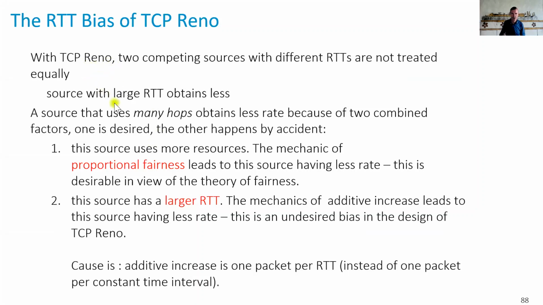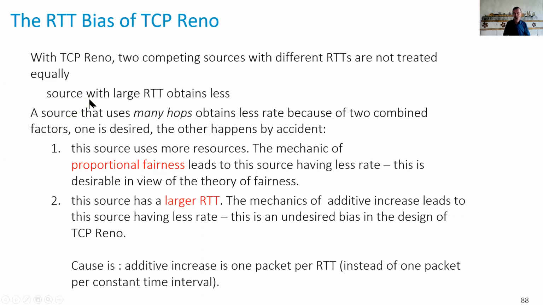So let's see what the reality is. Two sources that have different RTTs are not treated equally. The source with the larger RTT obtains less, right? Now, there are two aspects to that. In a network, we've seen examples illustrating proportional fairness, where we had one flow that was using all the resources of the network, and the other flows were each using only one resource. And we saw that proportional fairness would give more to the sources that are using only one link compared to the source that is using a large number of links.